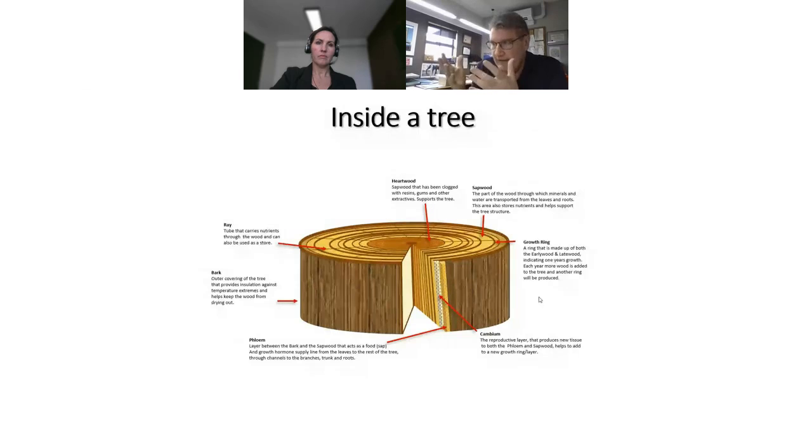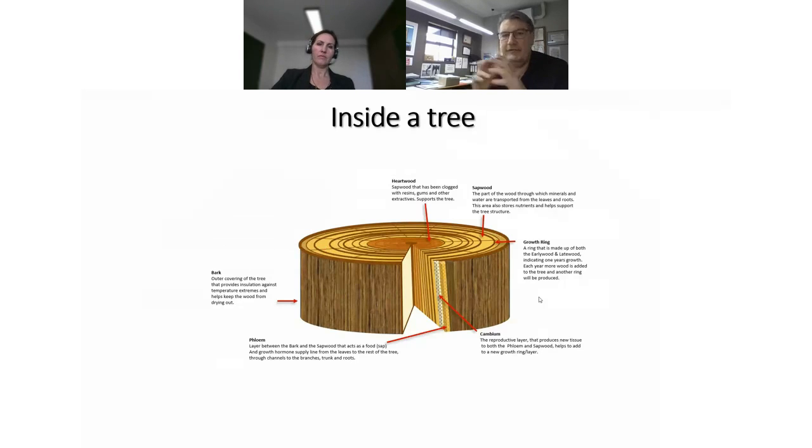Rays are with timber, because the tree grows up, and the cells are all vertical, going up and down the tree. But what you need to understand is there are these cells called rays, which go sideways through the tree, and they help move moisture or nutrients sideways through the tree. So there is some sideways movement in timber.